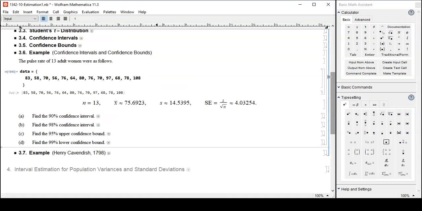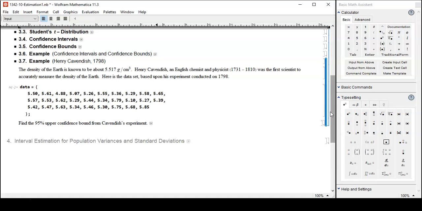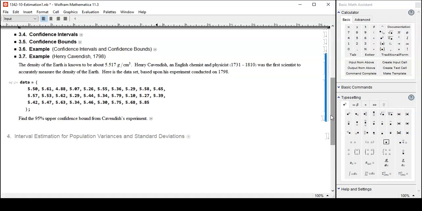And do we have enough time? No, not really. So let me just open this up and then leave this problem to you. The density of the Earth is known to be about 5.517 grams per cubic centimeter. Henry Cavendish, an English chemist and physicist who lived from 1731 to 1810, was the first scientist to accurately measure the density of the Earth. Here's a data set based upon his experiment conducted in 1798, and here are the real, actual historical numbers.